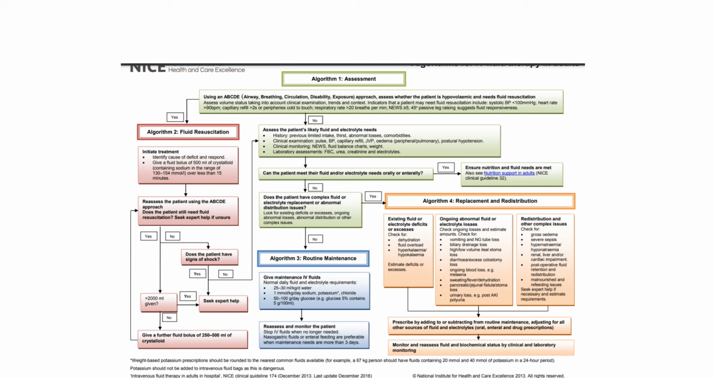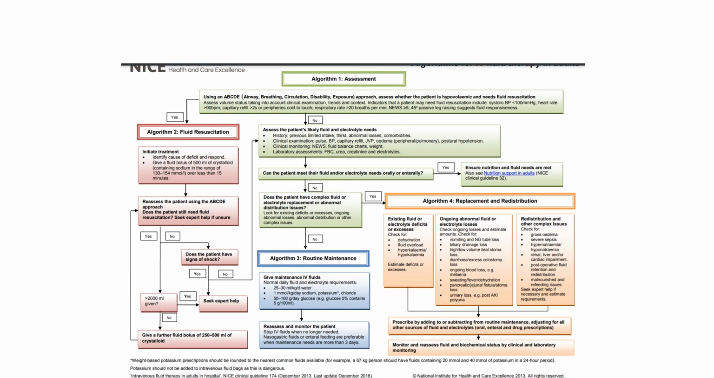redistribution. That is, you have to assess for existing fluid or electrolyte deficits or excess. You have to check for dehydration, fluid overload, hyperkalemia, hypokalemia, and you have to estimate the deficits and excesses. Ongoing abnormal fluid and electrolyte losses include vomiting, nasogastric tube loss, biliary drainage loss, high volume ileal stoma losses, surgical losses, colostomy losses, ongoing blood loss like melena, sweating, fever, dehydration, pancreatic or jejunal fistula, and urinary losses like post acute kidney injury and polyuria. So all these things require an excess amount of fluid intake.